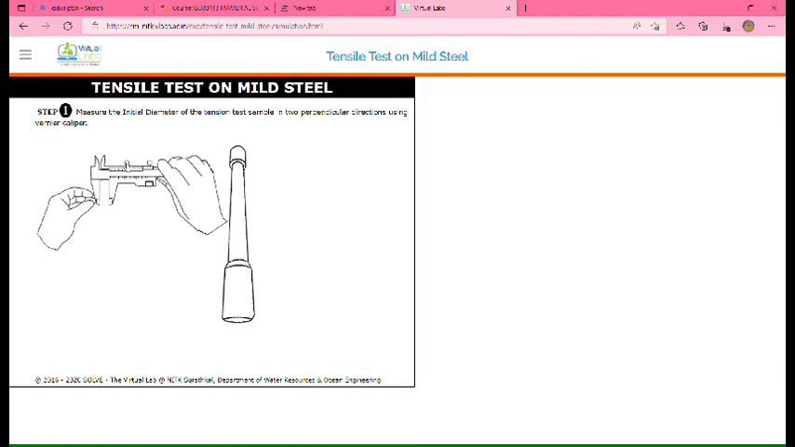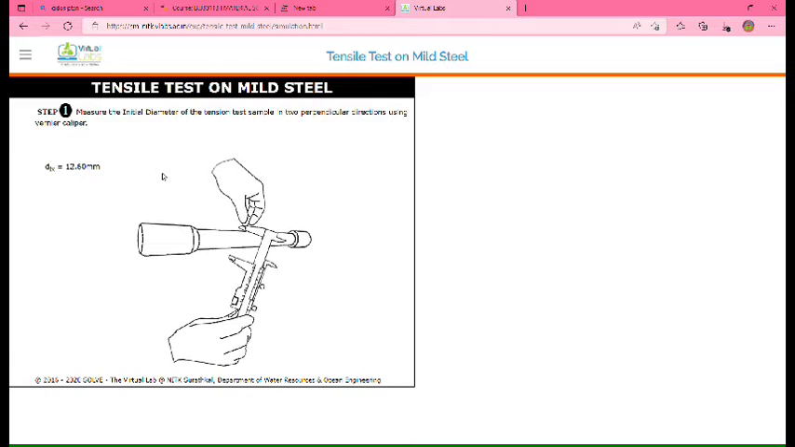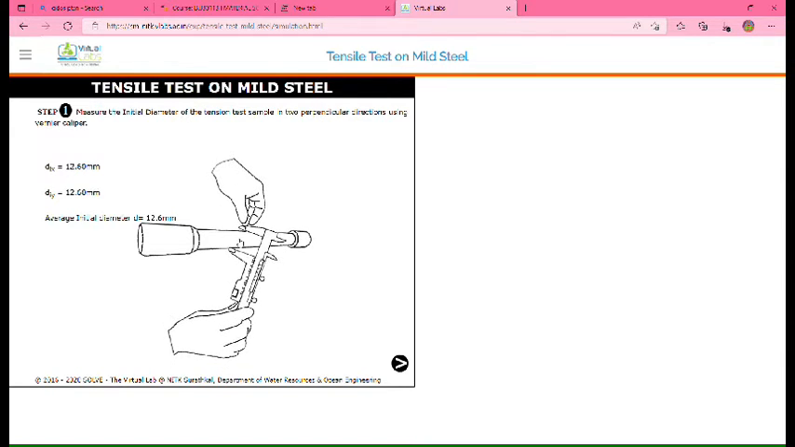So step 1 of the tensile test on mild steel is, first, we must measure the initial diameter of the tension test sample in two perpendicular directions using vernier caliper. And then we got the DIX is 12.16 mm. And then we got the DIY is 12.60 mm. So the average initial diameter is 12.6 mm.